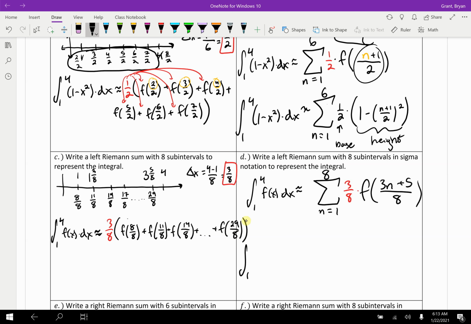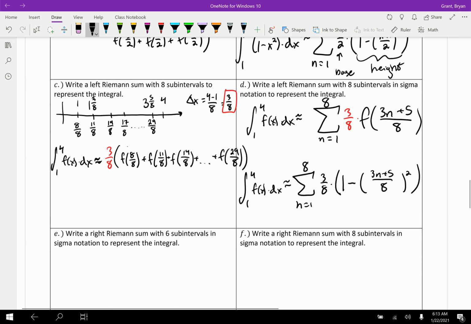And then that second step of showing you one more time, we are going to go through and replace, right? We're going to go from 1 to 8. We still have 3/8 here, but instead of f of this, we're going to substitute this into our 1 minus x squared. So 1 minus, what is x? (3n plus 5)/8, squared.